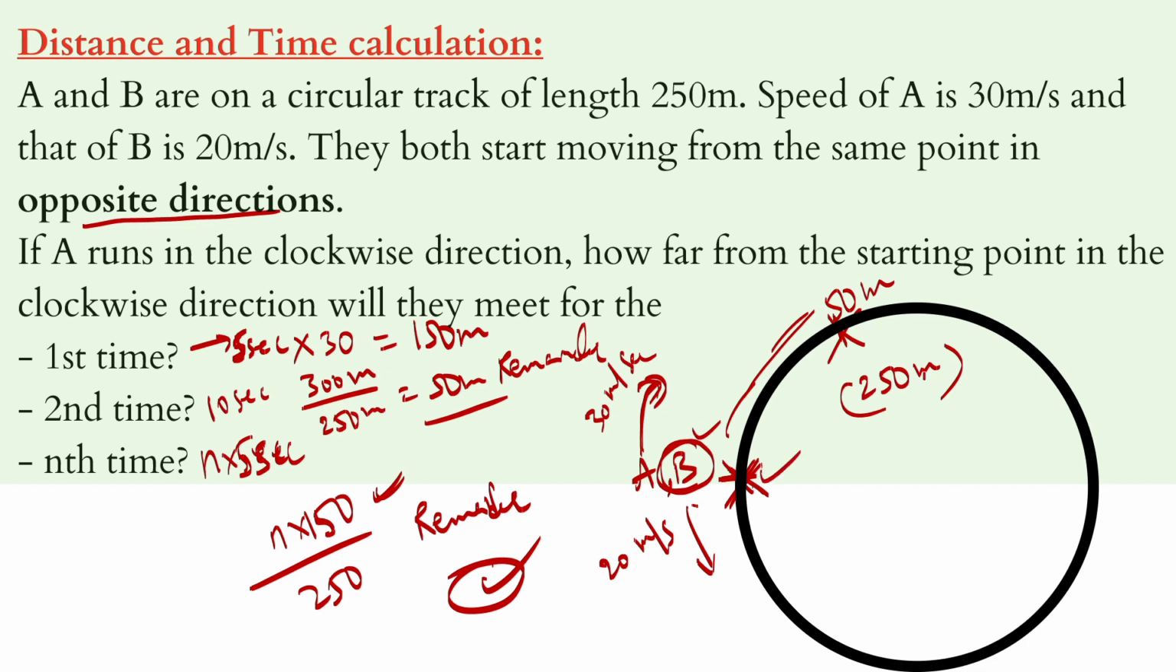See, from here to here again, this will be 250 meters, right? From here to here, this is 50 meters. So this is one lap, and this is the final lap. In the final lap, B would have gone 50 meters. And for the nth time also, if we calculate this, the remainder tells us how far this guy has completed in the final lap. So this is how we calculate distance and time in the case of a circular track.